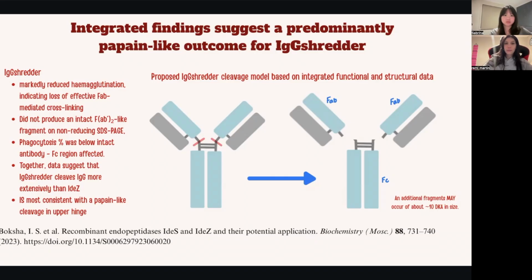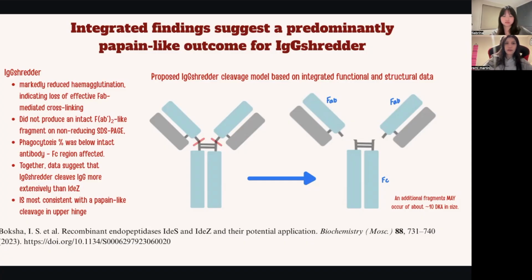This figure shows our predicted cleavage pattern. This suggests that IgGShredder appears most consistent with papain-like cleavage. The reduction in hemagglutination suggests that the Fab region is not intact. In bivalent form, we expect increased cross-linking activity similar to IdeS, which produces intact F(ab')2.